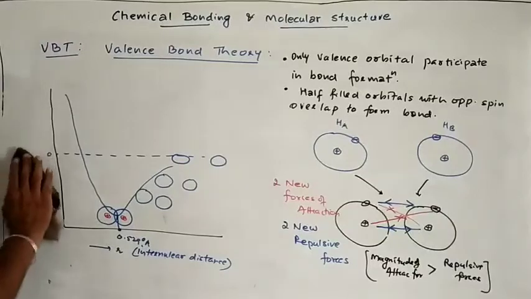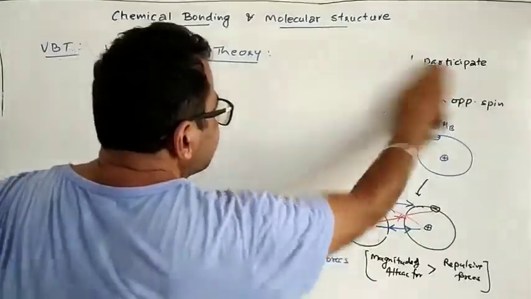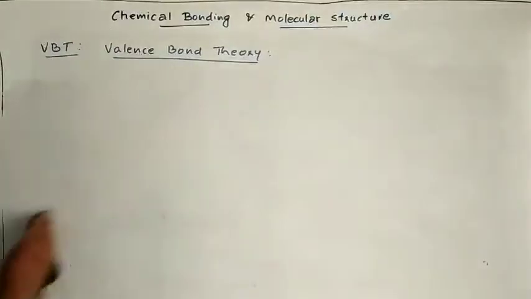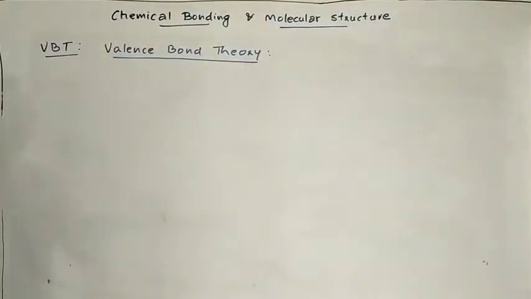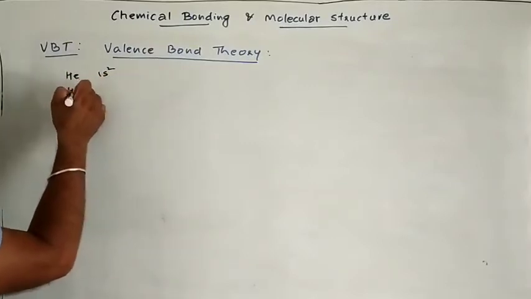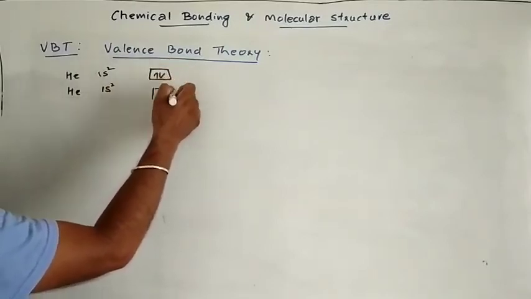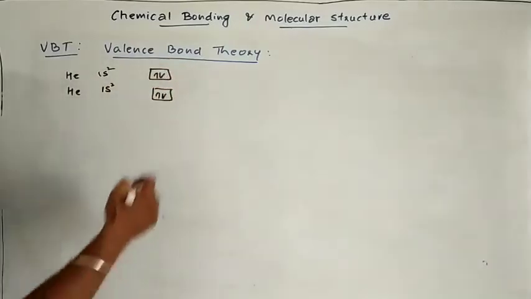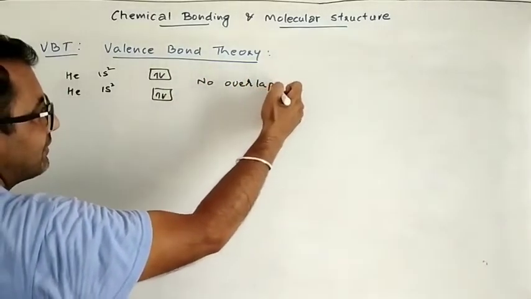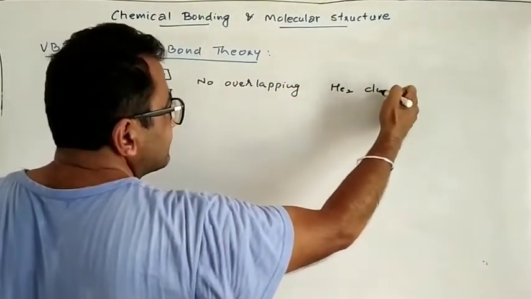Now let's see about helium. For helium, as we know, He2 does not exist. Helium is a noble gas. So here is a helium, its configuration is 1s2, then the second helium, configuration is 1s2. So there is no half-filled orbital. Okay, there is no half-filled orbital, it means there will be no overlapping. It means He2 does not exist.